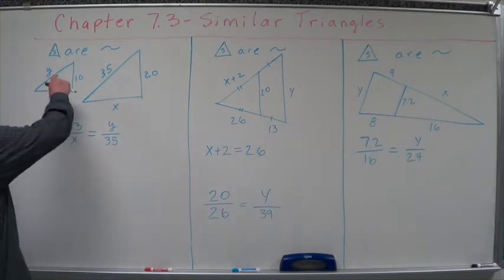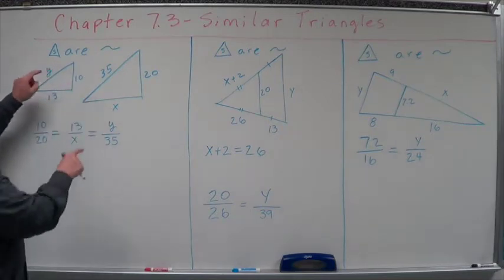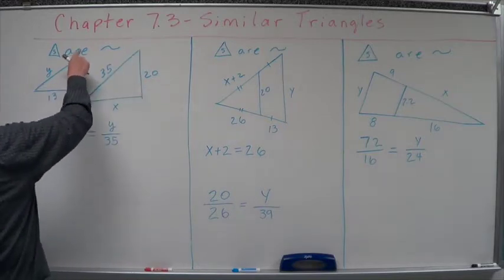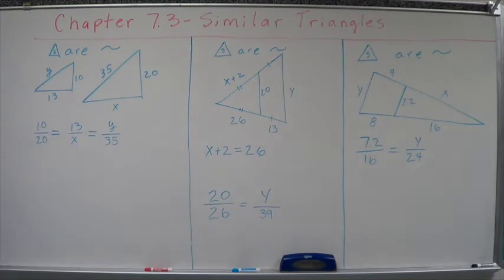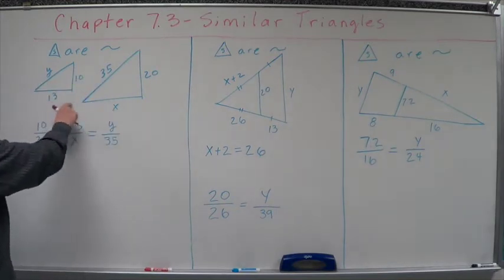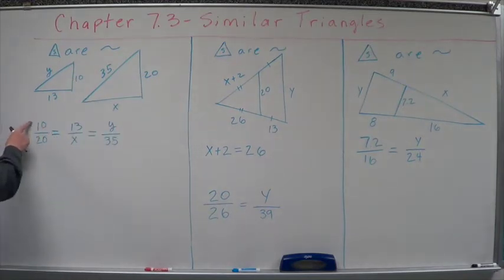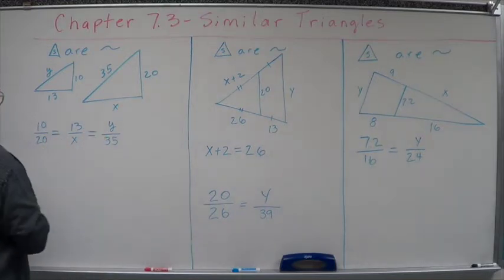Okay, well now on these, we're actually told that the triangles are similar, so we're supposed to find the missing parts. So what we have to do is determine what are the corresponding pieces. Well, if we have this triangle, it looks like this one. Obviously, this looks like a right triangle. We're not told it is, but it looks like one. If that's true, y has to go with 35, 13 has to go with x, and 10 and 20 go together. So we'd have this. 10 is to 20, as 13 is to x, as y is to 35.